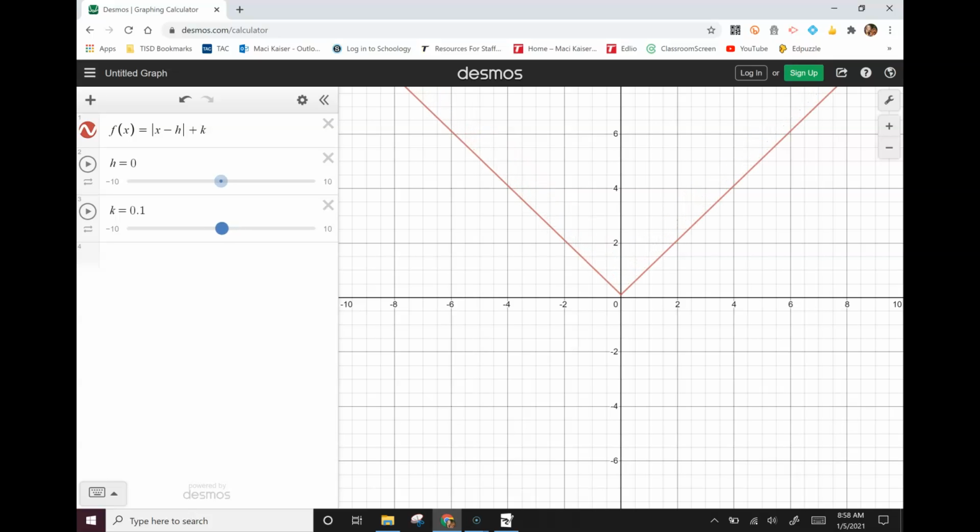Now let's see what happens if I make k negative. If I make k negative 2, then notice that point went from (0, 0) to (0, negative 2). So you just took that y value and subtracted 2 from it. Same with every other point on this graph. You just subtracted 2 from the y value, and nothing else changed. The slopes of these lines are still 1. It's still that V shape. Nothing else changed. All right, it just shifted up or down based on that k value.